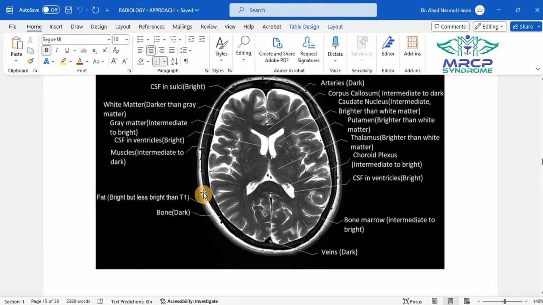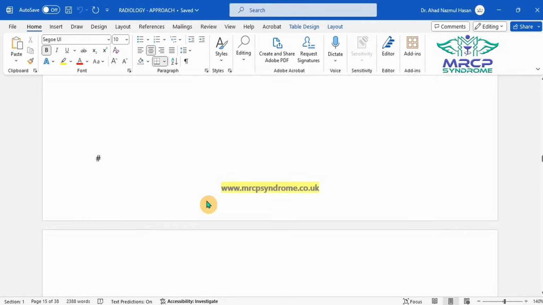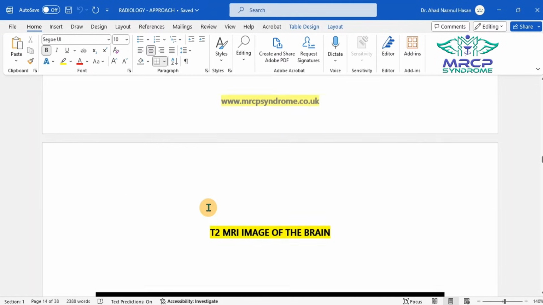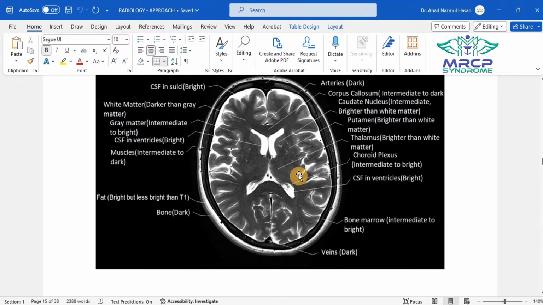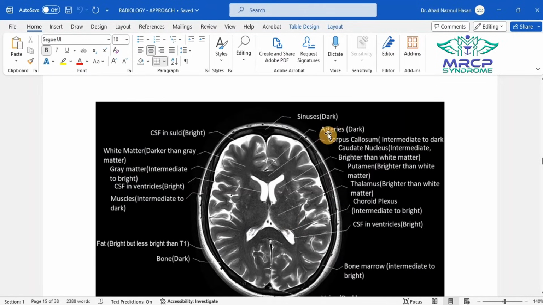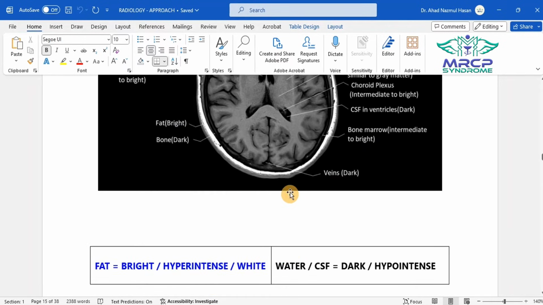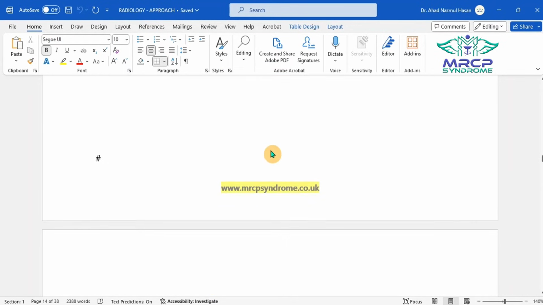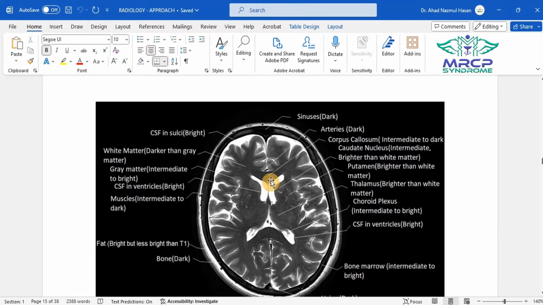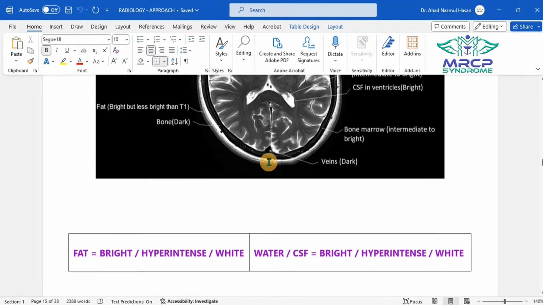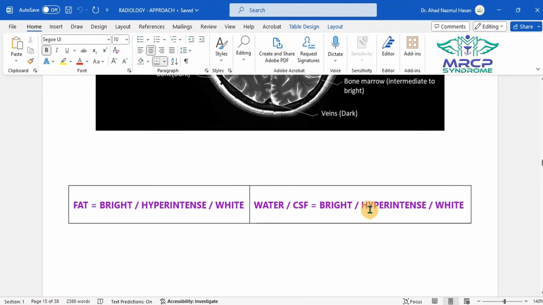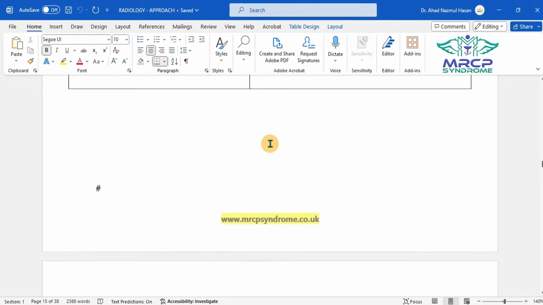The fat within the scalp will also be bright, but it would be brighter in T1. And the blood vessels, the veins, arteries and the sinuses, all three would be black or dark both in T1 as well as T2. The caudate nucleus and putamen can be much more easily differentiated in T1, but it becomes slightly difficult to differentiate them in T2. Water or CSF would be bright, hyperintense and white in case of T2.